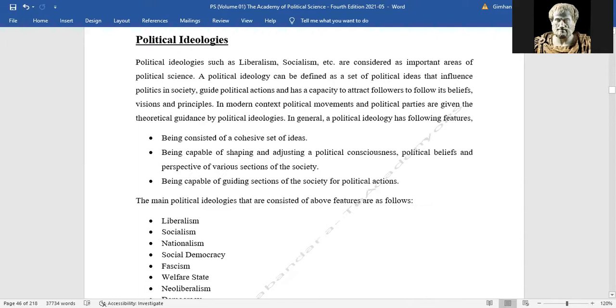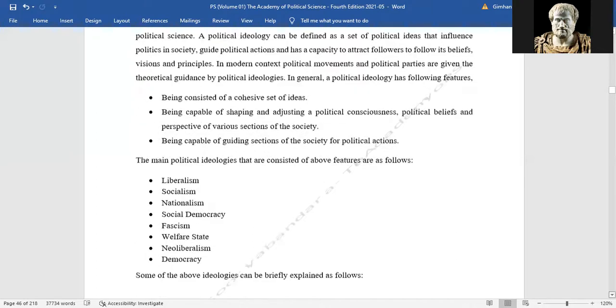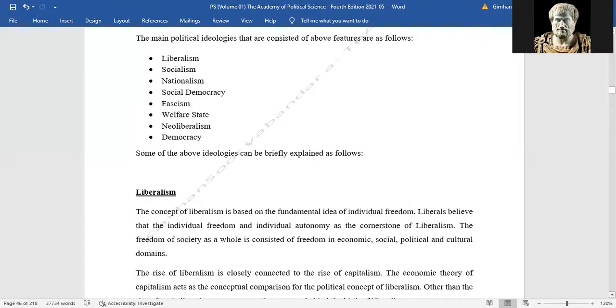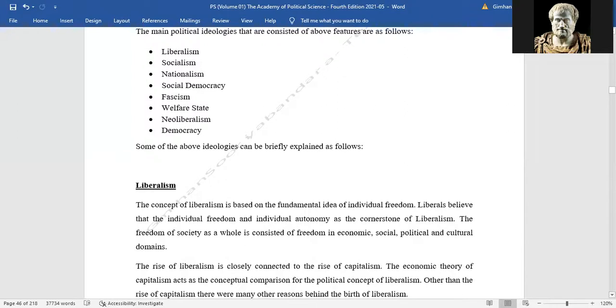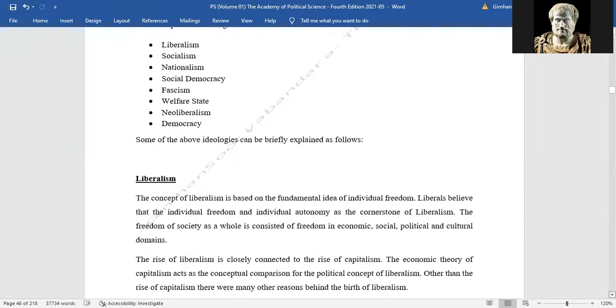In general, a political ideology has the following features: consisting of a cohesive set of ideas, being capable of shaping and adjusting the political consciousness, political beliefs and perspectives of various sections of the society, and being capable of guiding sections of the society for political actions. The main political ideologies that have the above features are as follows: liberalism, socialism, nationalism, social democracy, fascism, welfare state, neoliberalism, democracy. Some of the above ideologies can be briefly explained as follows.